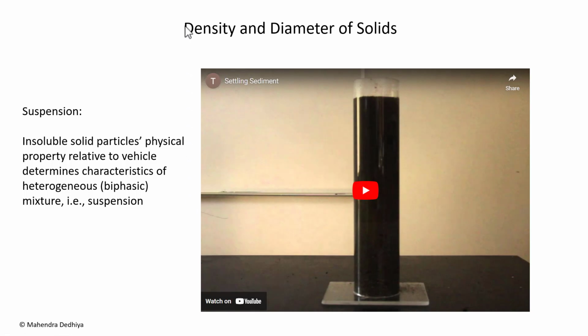Suspension physicochemical characterization depends on two things. Number one, the particles themselves, and the vehicle. Suspension contains insoluble particles, and its properties relative to the vehicle determine the characteristics of the suspension. Suspension will sediment because of gravitational force, and we'll see this in the video. Different physical characteristics of the solid in the same vehicle.